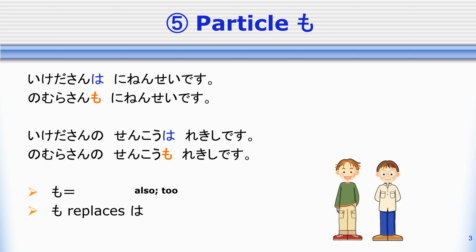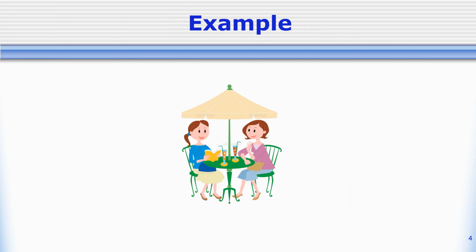The same way in this next set of sentences, Ikeda-san の専攻は歴史です. Nomura-san の専攻, instead of wa, we will put mo. Nomura-san の専攻も歴史です. So Nomura-san's major is also history. Let's look at another example.